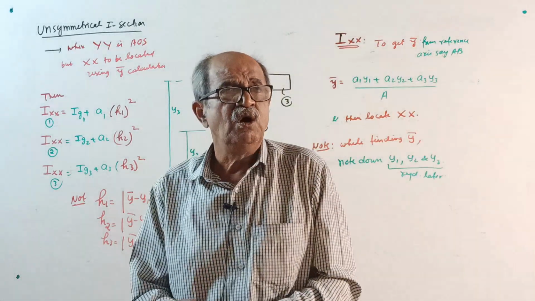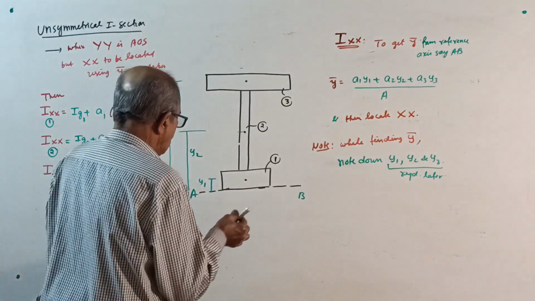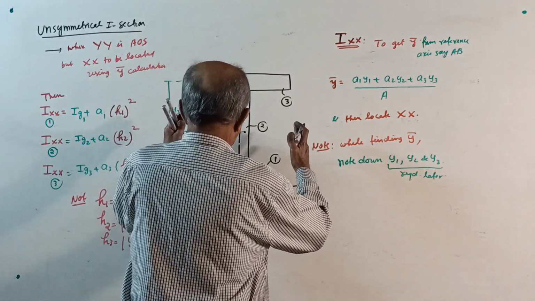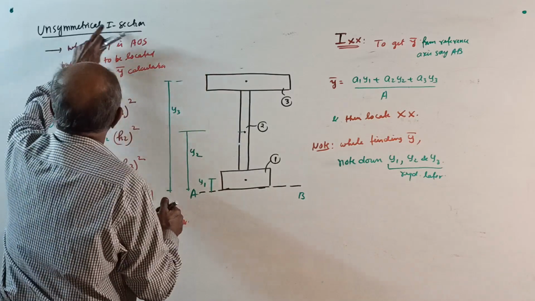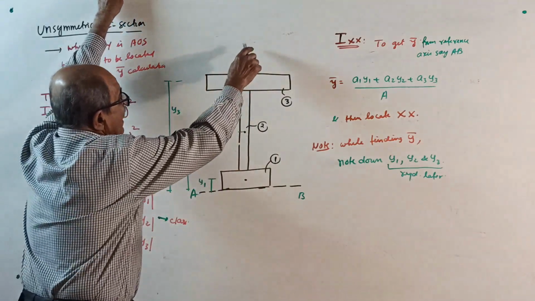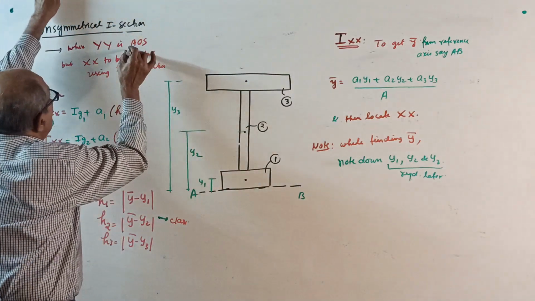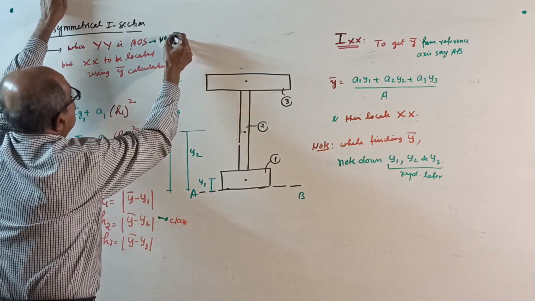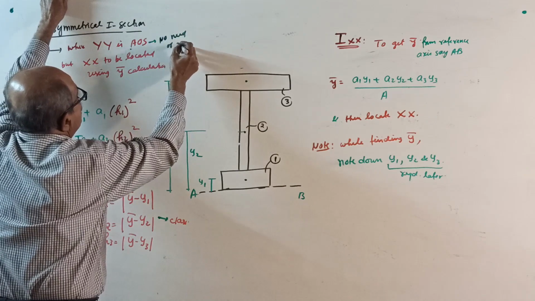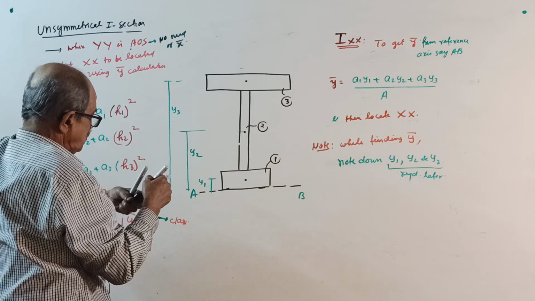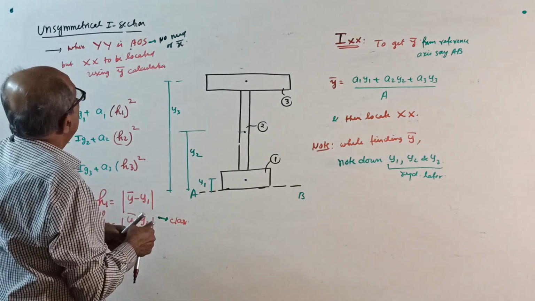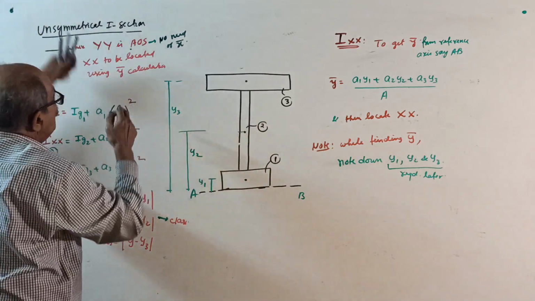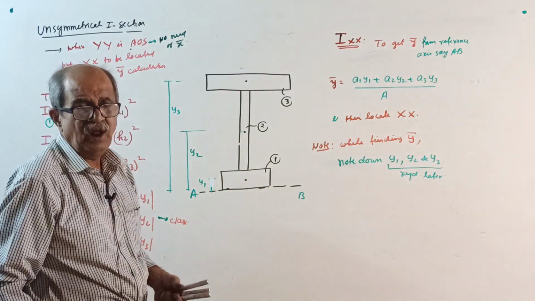Now, for an unsymmetrical I section, see what all I tell you have to write. Don't be lazy. See, tilted here. Okay. An I section where YY is, I told you, the axis of symmetry. Therefore, no need of x bar calculation. This I told you. X bar calculation is not there. Only, okay, but xx is to be located using y bar calculation. That's all I told you earlier.